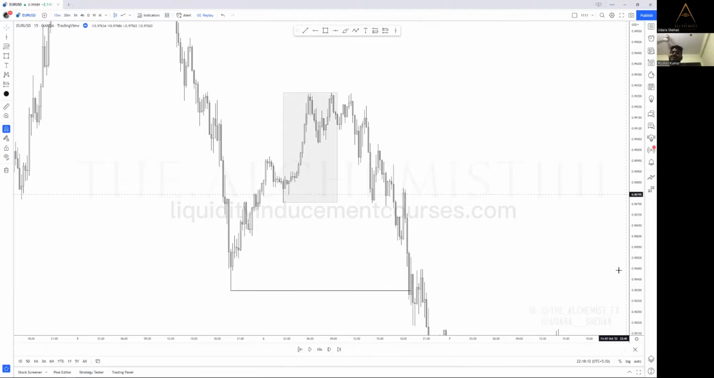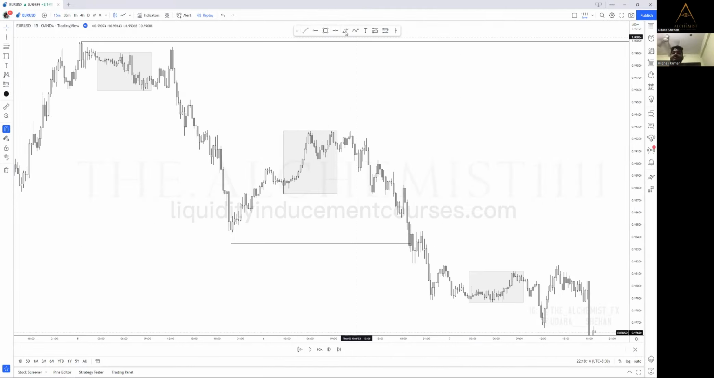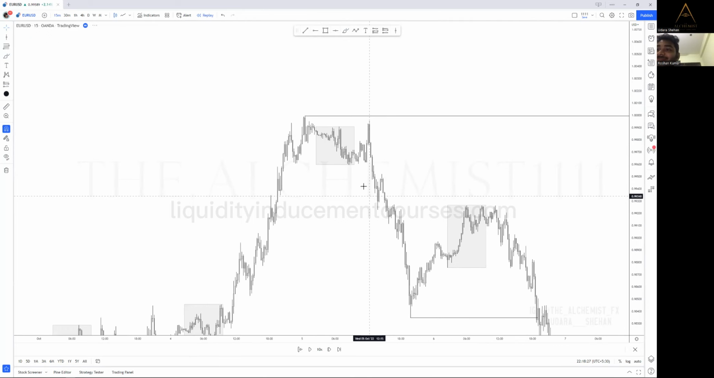Okay, let's see. This day, of course, I have no idea what happened because this Asia was clearly equal highs, right? Can you see that? It was clearly equal highs. I was expecting London to do this and fall. But London just continued this bearish move down. I don't know why. Let it go. Look at this.